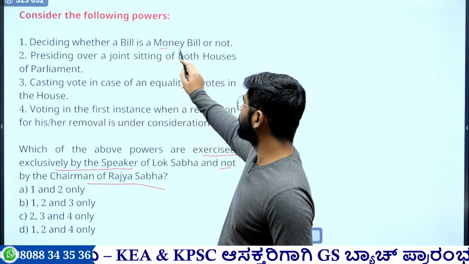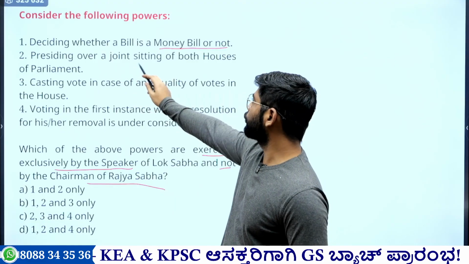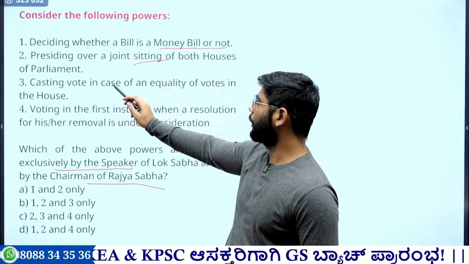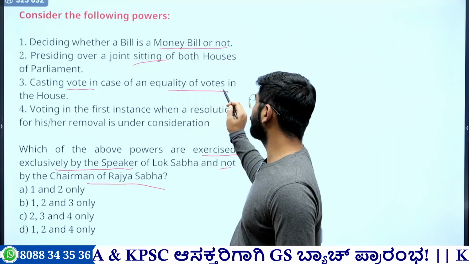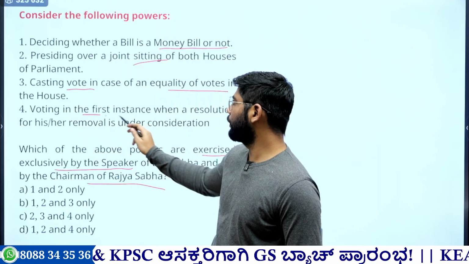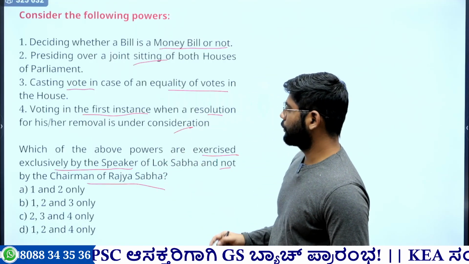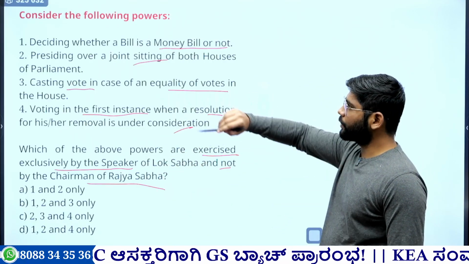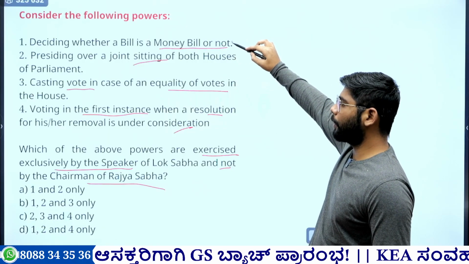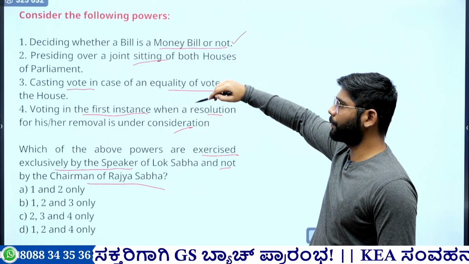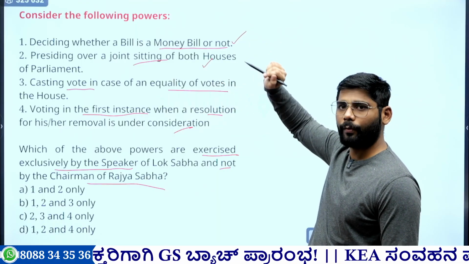Deciding whether a bill is a money bill or not, presiding over a joint sitting of both houses of Parliament, casting vote in case of equality of votes in the house, then voting in the first instance when a resolution for his removal is under consideration. So in this case, first, deciding a money bill is the exclusive power of the Speaker, so this is correct. Second, presiding over a joint sitting, exclusive power of the Speaker.